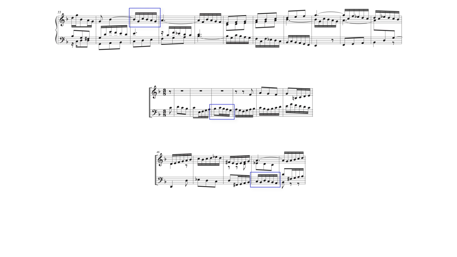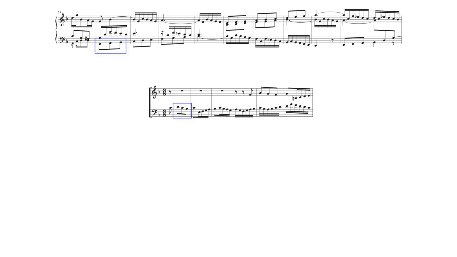To construct this episode, Bach essentially uses two figures: the 16th note figure, which is similar to the figure in bar 3 of both the subject and variant subject, and this 8th note figure, which is an inversion of the figure from the subject's first bar.